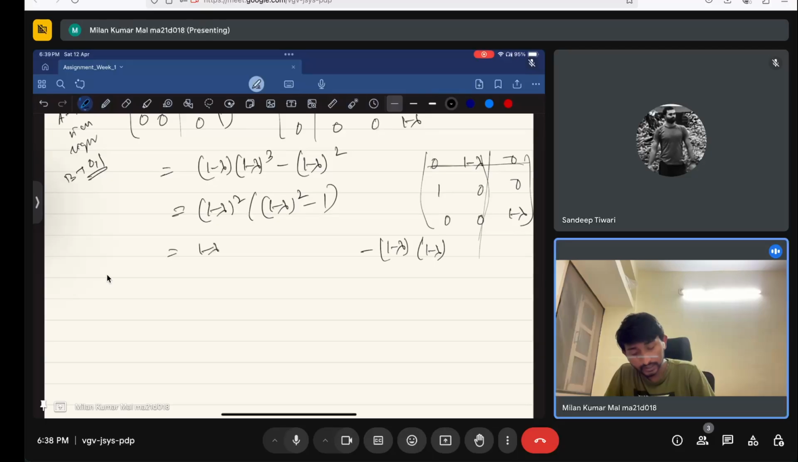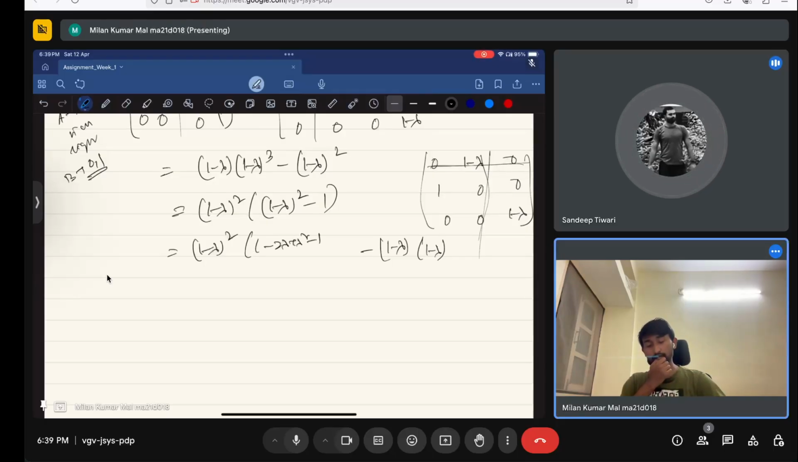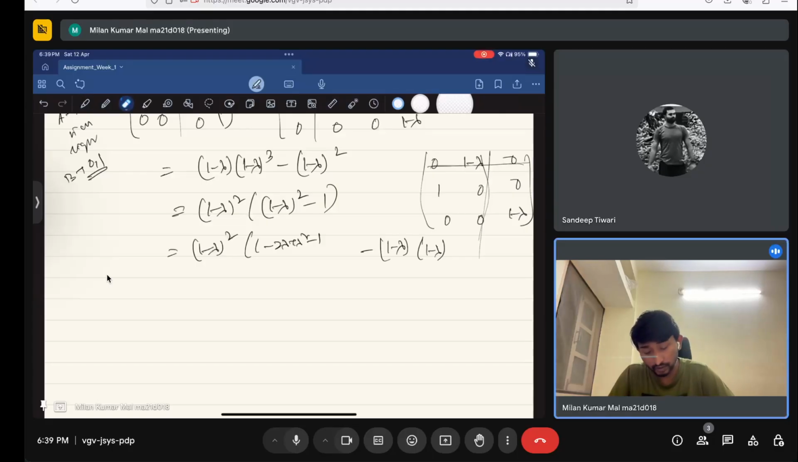So therefore, 1 is an eigenvalue, that's clear. Whether 0 is an eigenvalue, that's the main point. No, 0 is an eigenvalue. Minus 2 lambda plus lambda square minus 1. Yes, 0 is an eigenvalue. So 1 and 0 both are eigenvalues. So this is not going to work.